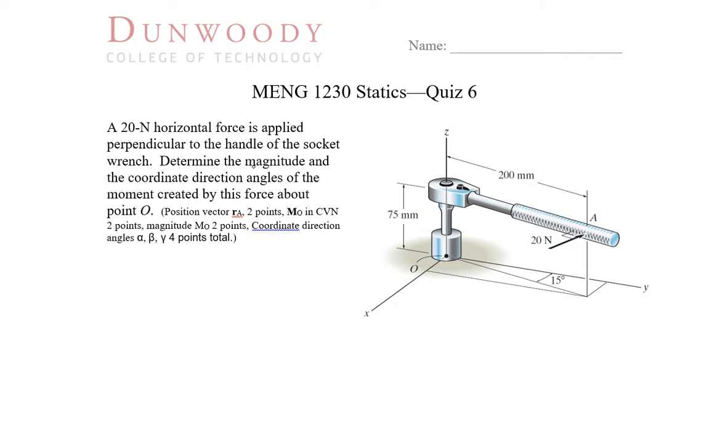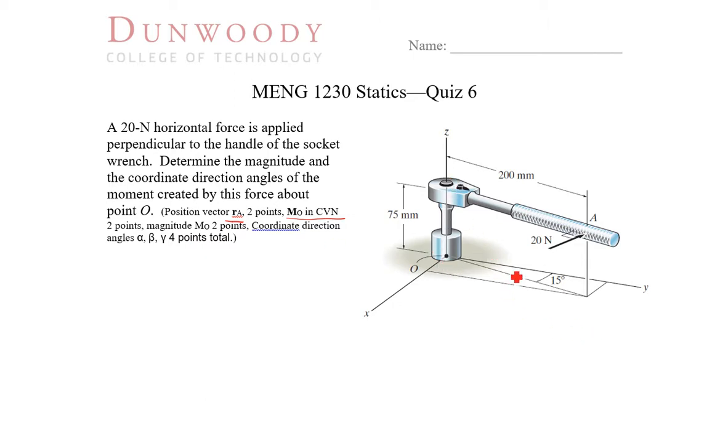And we need to find the magnitude of the coordinate direction angles of the moment created by this force. So we're told to find a position vector RA, find the moment in Cartesian vector notation, so we'll use our cross product for that. When we have that, we'll then need to find the magnitude using that three-dimensional Pythagorean theorem. And then last, we'll find the coordinate direction angles alpha, beta, gamma, and we'll get 4 points total for all of those, so 1 1/3 points each.